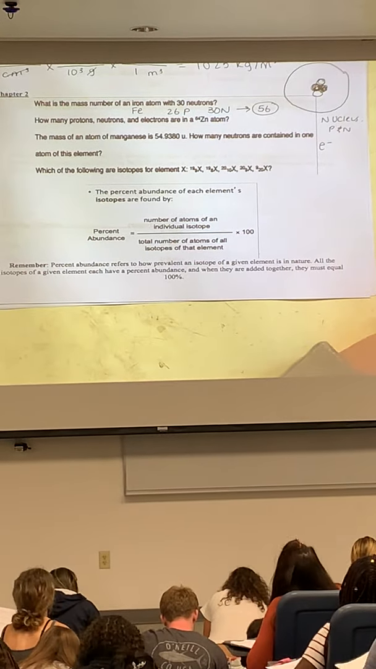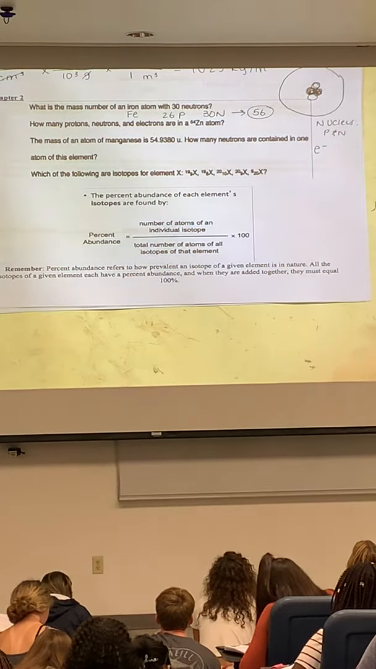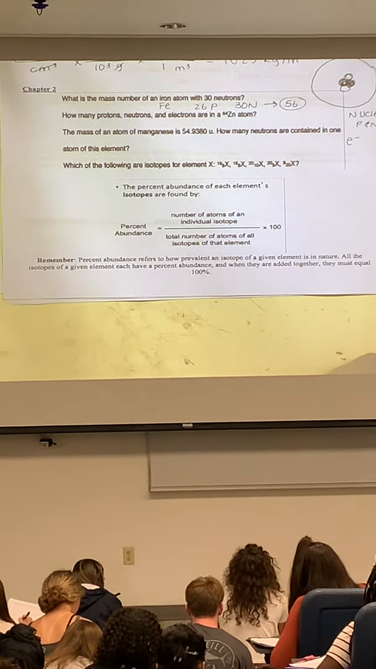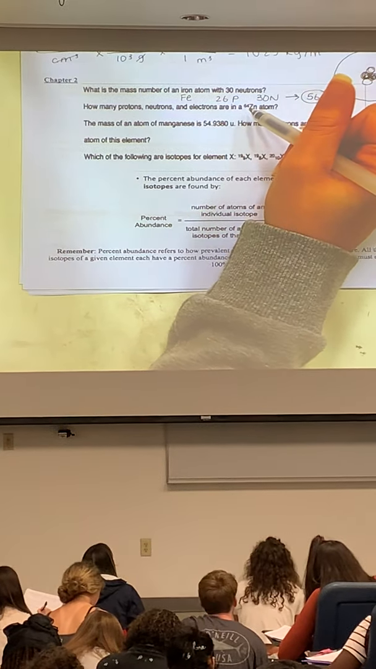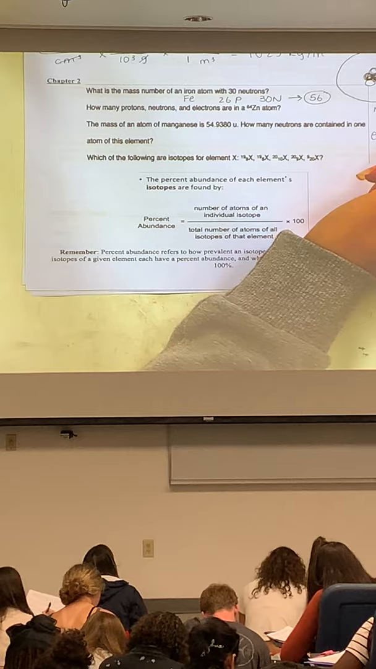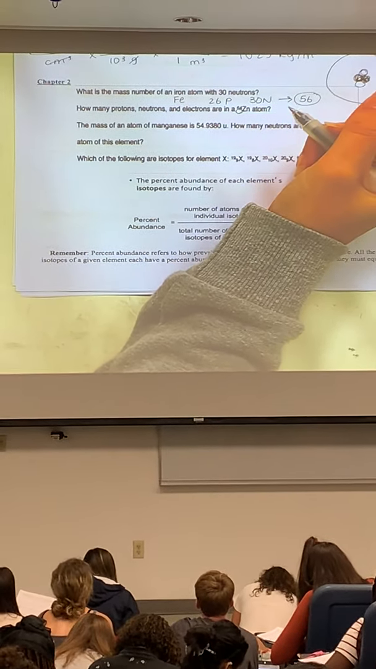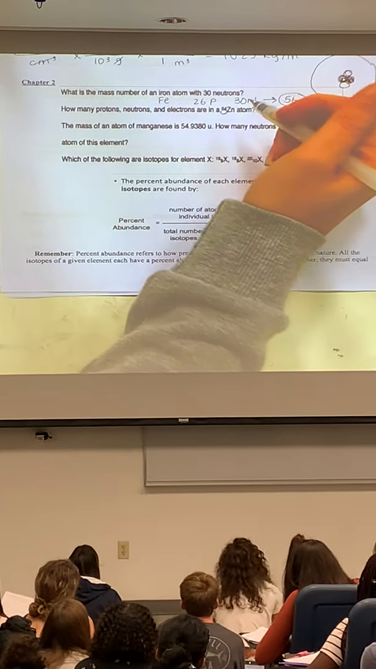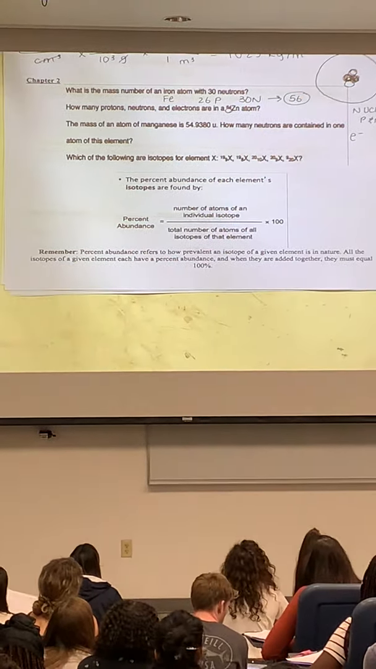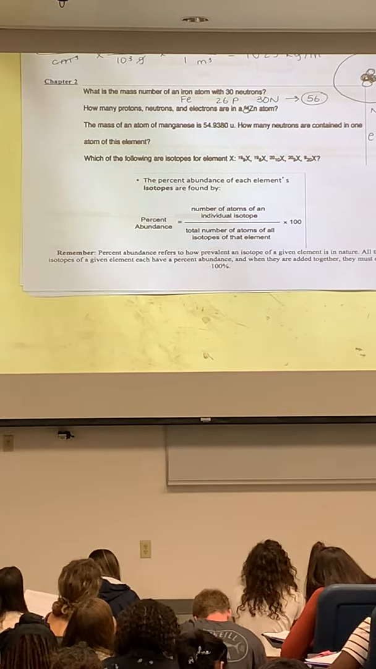How many protons, neutrons, and electrons are in that 64 Zn atom? Zn is zinc, and this number in the top left corner is always the mass number. Sometimes there's a number written down here. What is that? The atomic number. Do you have to write it there? No, because you can go to the periodic table, and it's right there. The atomic number, the number of protons for an atom, does not change.